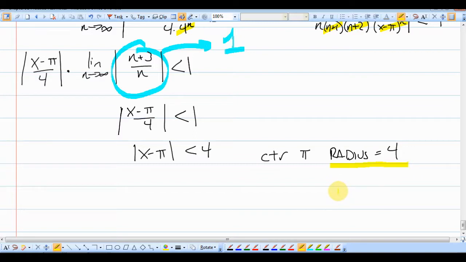So I was asking for the interval from pi minus 4 to pi plus 4, and then test the endpoints. Yeah, go ahead. So that's when you actually have to get the x by itself, right? Yeah, if you're doing anything more than just the center or just the radius. You guys have that. Luckily, we don't have to.